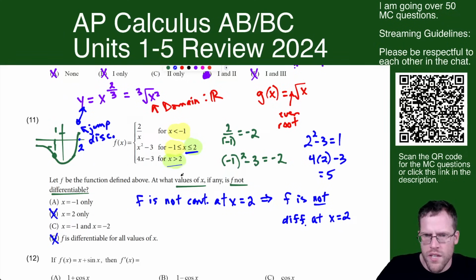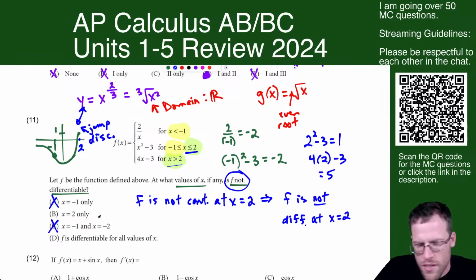We're looking once again where it's not. So, oh wait, I'm sorry. They're asking, let me just be careful. At what values of x is f not differentiable? So f is not differentiable at 2. So -1 only is out. This is out. Oh, that just eliminates all of them.